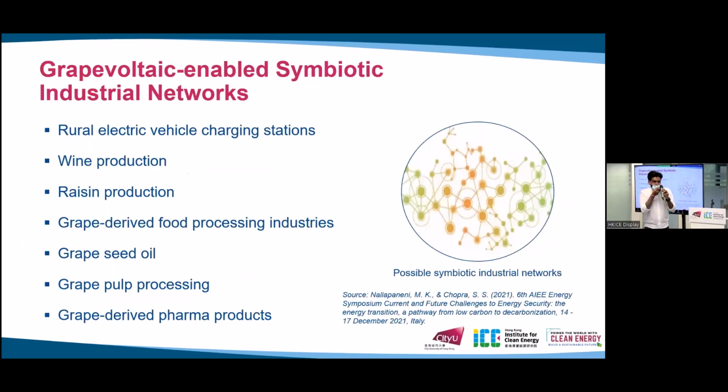Now, after all these things, we found there is scope for symbiotic industrial networks, because we are trying to deploy this in rural areas. That means there is a high possibility to use these farming sites as rural electric vehicle charging stations. On-site wine production is possible because electricity is available there itself. Resin production is also possible because electricity can be converted to heat, and all other varieties of industries are also possible.